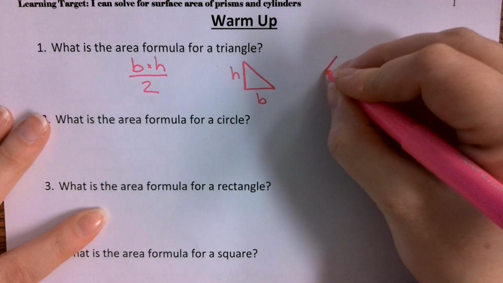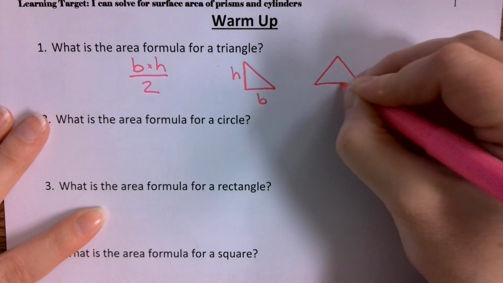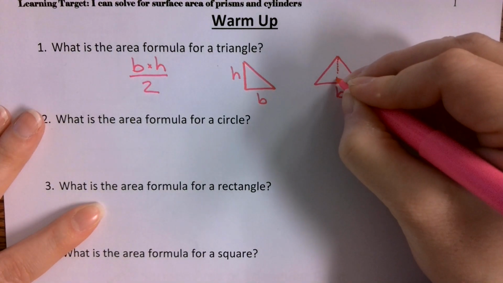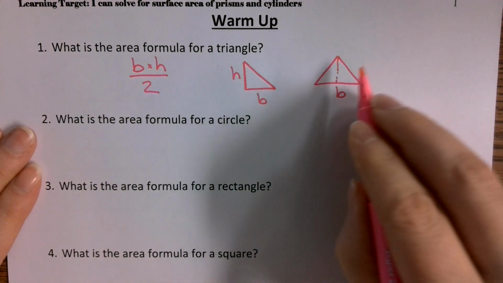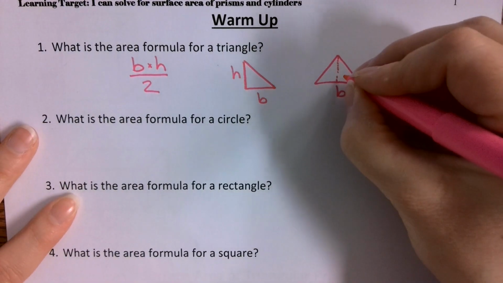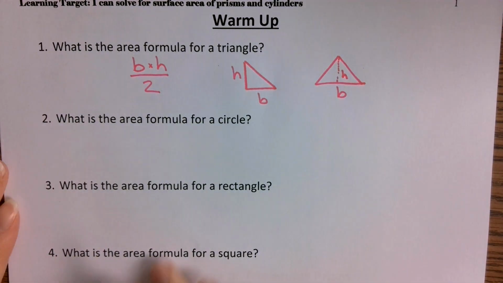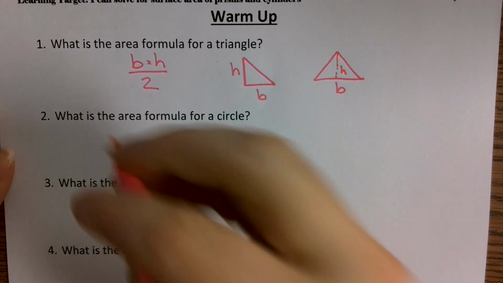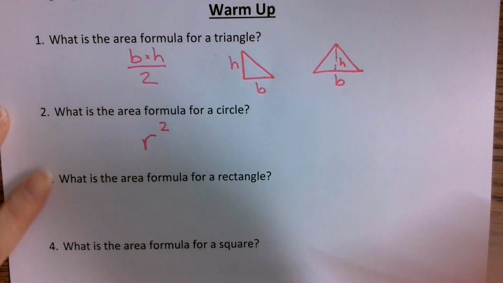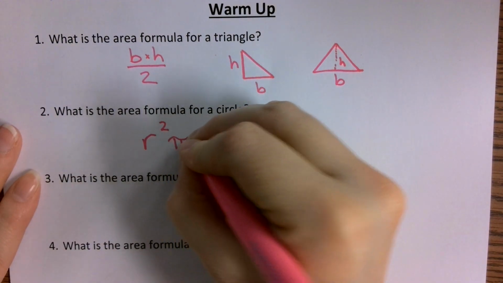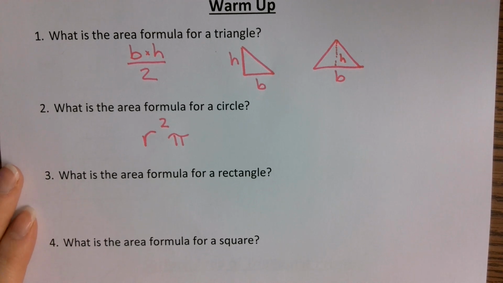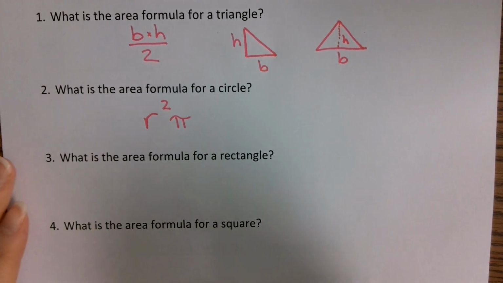Okay, if it is not a right triangle, again, your base is still that bottom line. Your height is that vertical perpendicular measurement that's going to take you from your base straight up to your highest point. That would be your height. Okay? All right, area formula for a circle. We already know that. We just finished up our circles. It's r squared times pi. Okay, remember, don't get confused with r squared versus r times 2. r times 2 is just the diameter. r squared is different.